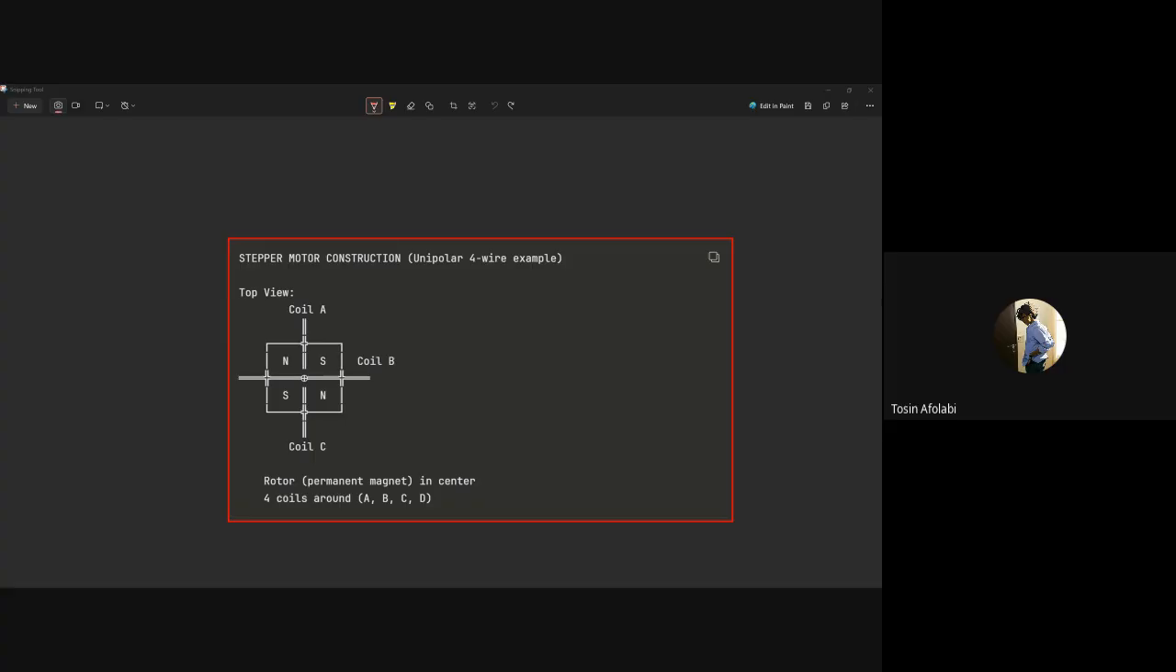So now, what about the stepper motor? Now, talking about the DC motor. Let me make another picture for you people.